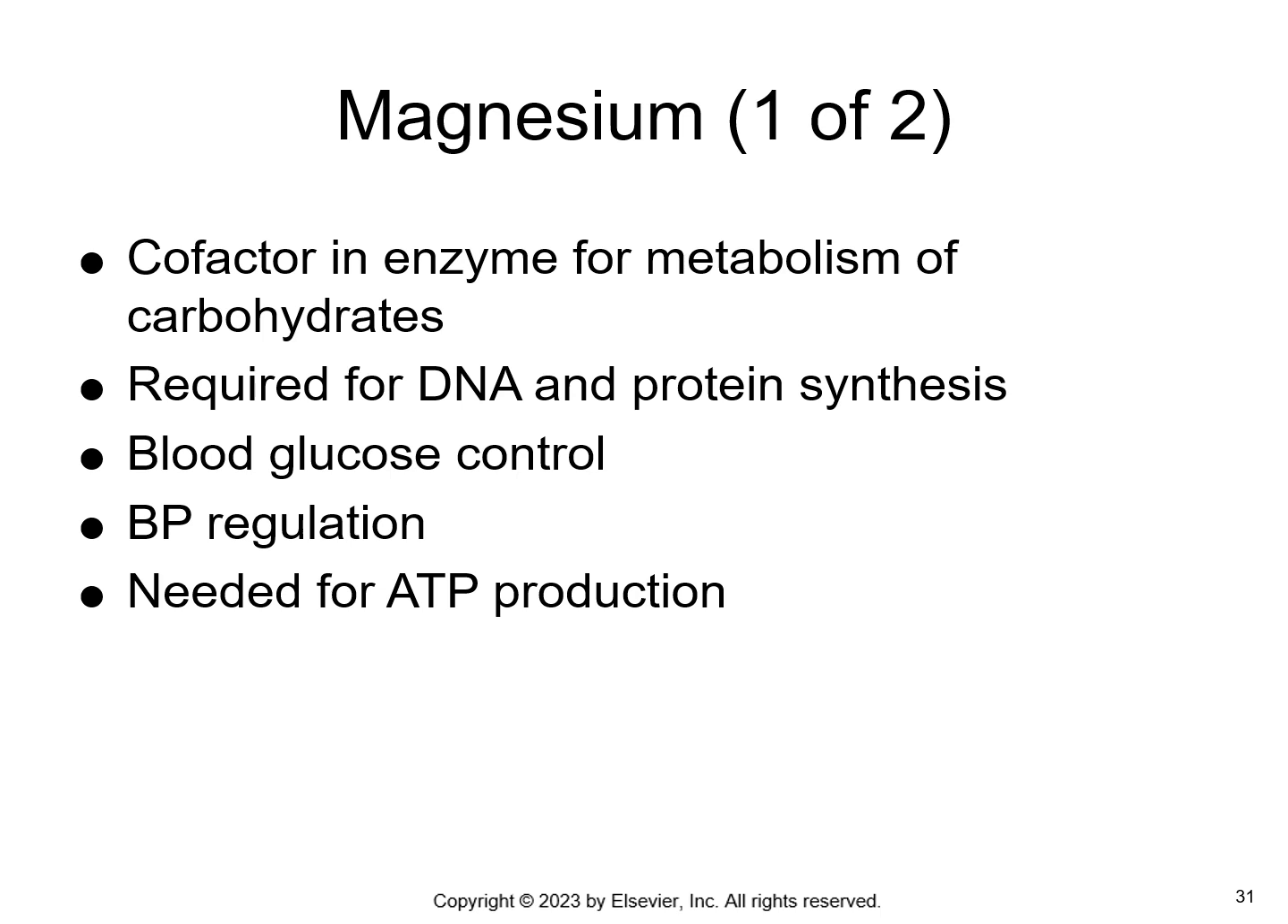Magnesium is another important electrolyte that helps with blood pressure regulation, blood sugar control. It's needed for ATP production.